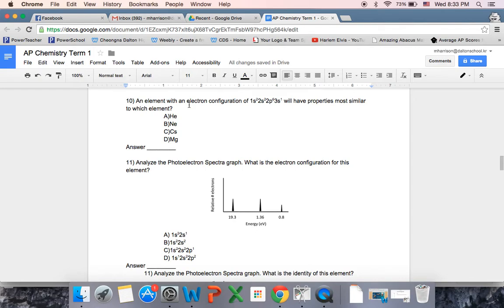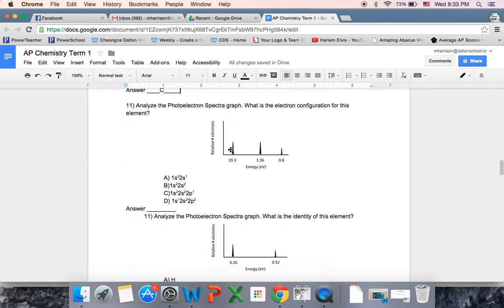An element with an electron configuration will have properties most similar to which element? Okay, it's got 3s1, so it's going to be in group 1. Which of these are in group 1? Well, helium's not, neon's not, cesium is, magnesium's not. So C is the correct answer.